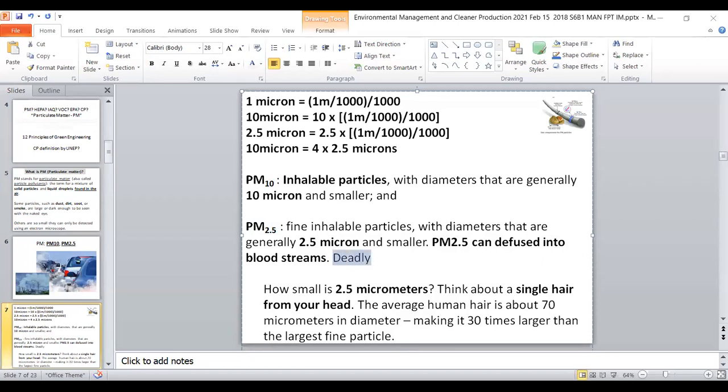Not to say more unhealthy, this is deadly. And do you know that every day, even with fresh air, we are inhaling these PM 2.5 sizes? And PM10 is inhalable, meaning it goes into the lungs. So this is unhealthy too. A lot of respiratory problems can happen.